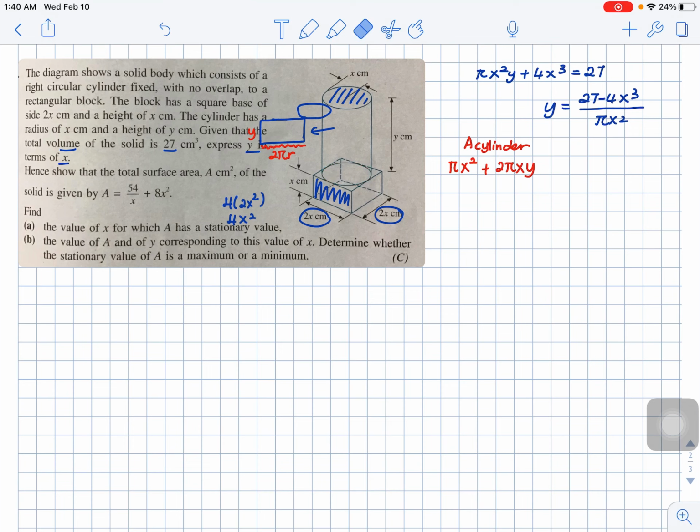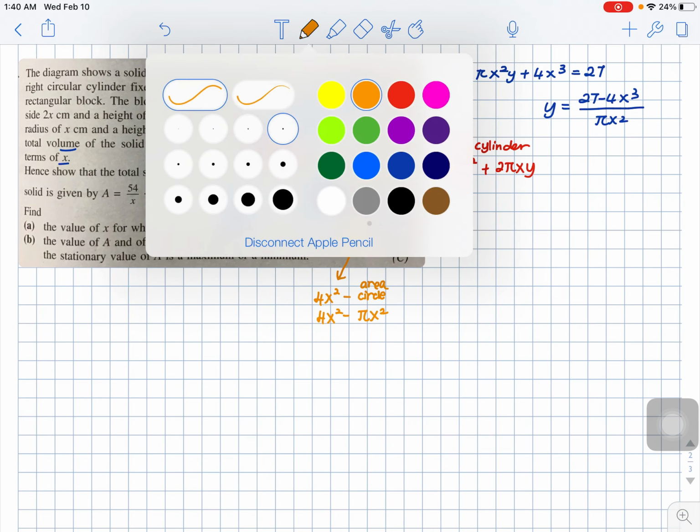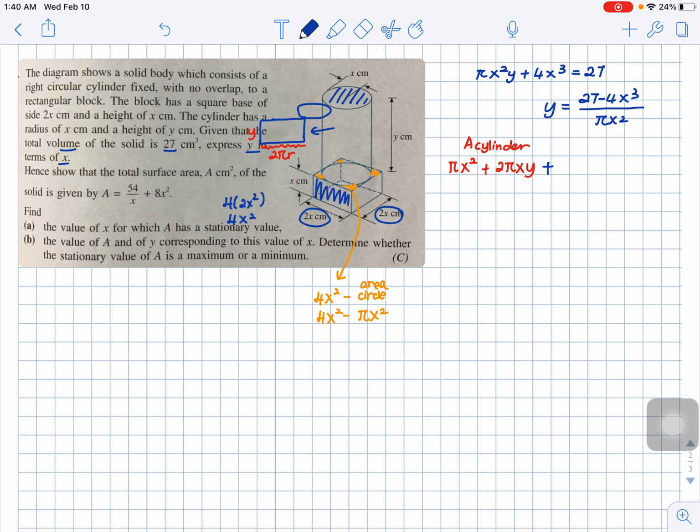And then I realize I have this tiny bit over here, so this portion is still exposed, right? How do I find this one? If you want to find that, you take the area of that square, which is 4x squared, then you minus the area of the circle. So that will give us 4x squared minus pi x squared. So we put all of this together and see what we are getting.